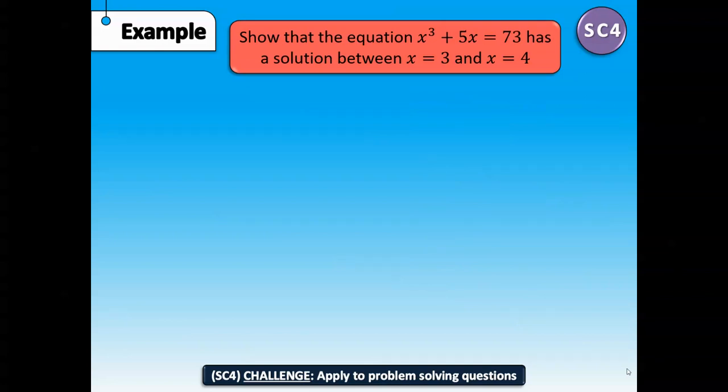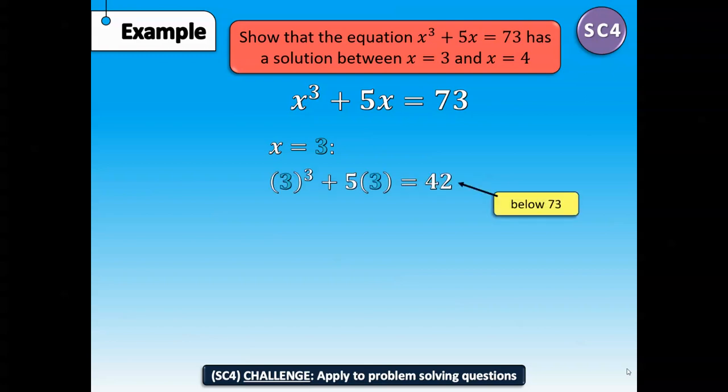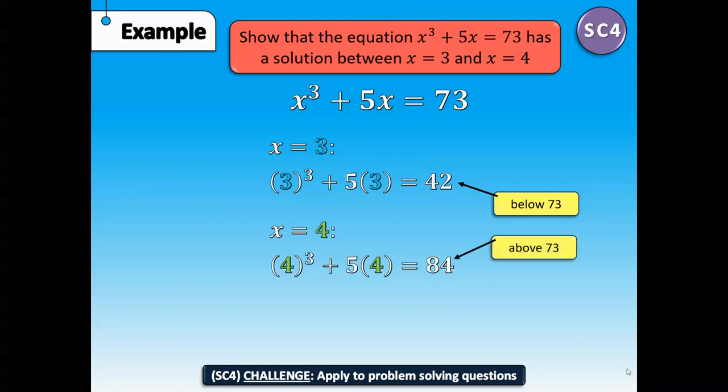This time we want to show that the equation x cubed plus 5x equals 73 has a solution between x equals 3 and x equals 4. So if we substitute in x equals 3, we get 42, which is below 73. And if we substitute in x equals 4, this gives us 84, which is above 73. So to get an answer of 73, we'd need to substitute an answer in between 3 and 4.